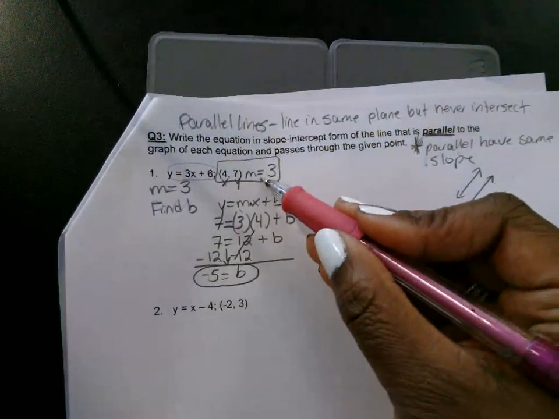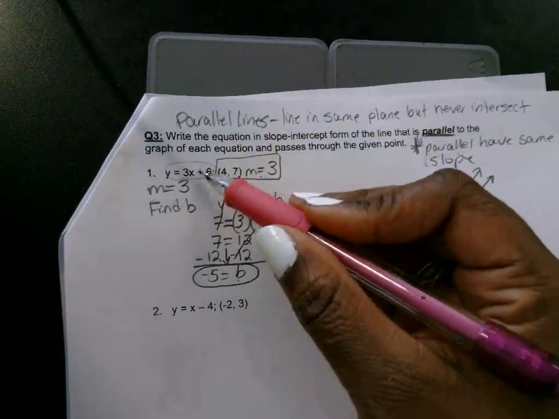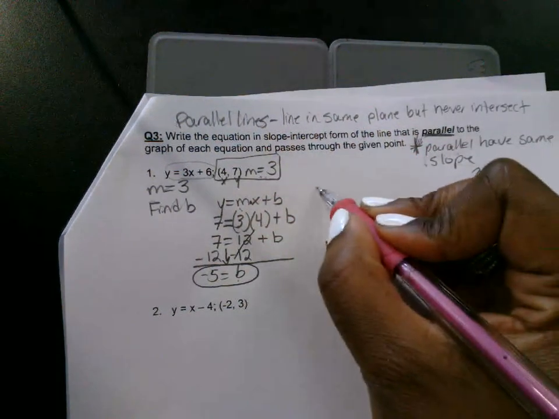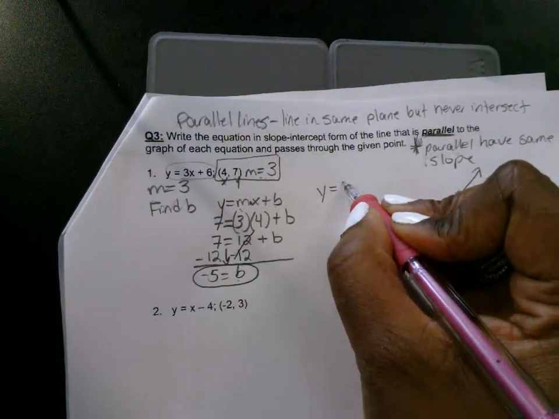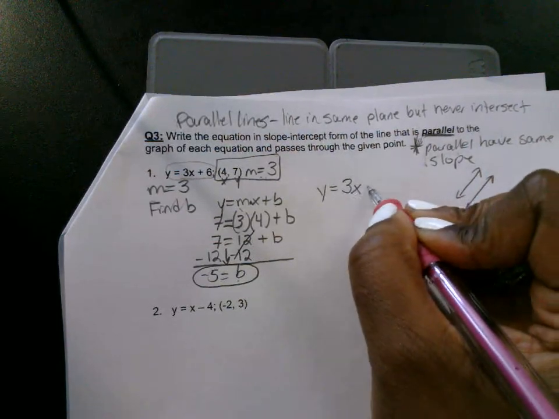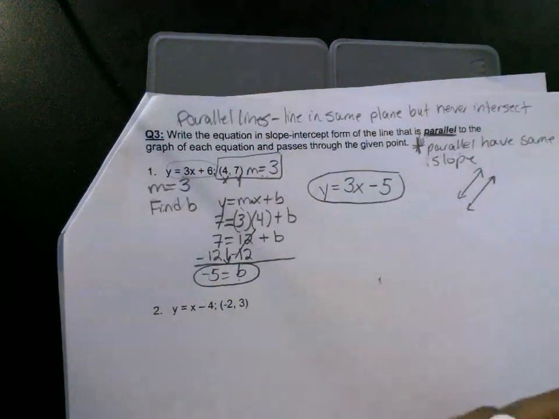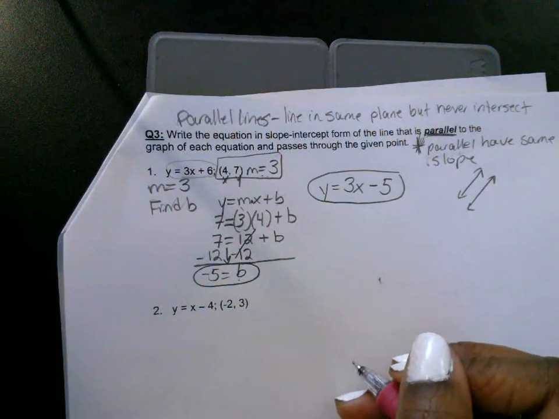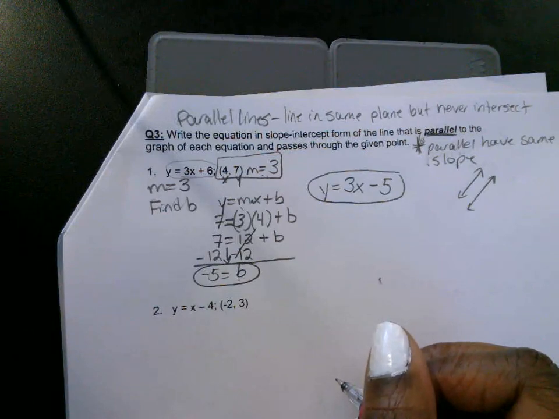So now we have an m and we have a b. So then how do we write the equation of the other line? That's going to be y is equal to what? 3x minus 5. This is the equation for that other line. Any questions? Is there anyone that's lost?